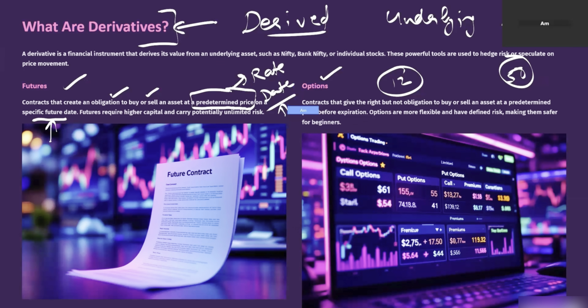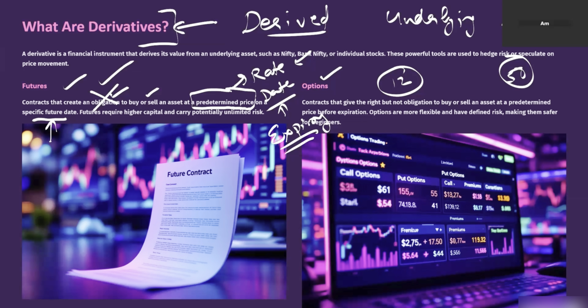That predetermined date is what? Your expiry date. Okay, rate, that is what in the future you will be seeing as the rate. So now when it comes to options, it is also the same. As an option buyer, you don't have any obligation. That's your right to buy. But as an option seller, you have an obligation.